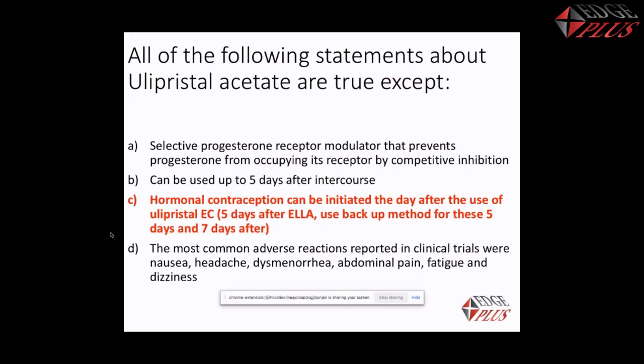So all of these statements are true except answer C. Why? Because we cannot initiate hormonal contraception the day after we use ulipristal acetate. The correct answer is that we have to wait 5 days after we use ulipristal. Then, after we start the hormonal contraception, we're going to have to wait 7 more days. And throughout these 5 days plus the 7 days, we're going to be using a backup method. The reason behind and the theory behind this answer is simply because the ulipristal acetate is itself a selective progesterone receptor modulator, and it will act as a competitive inhibitor for progesterone.